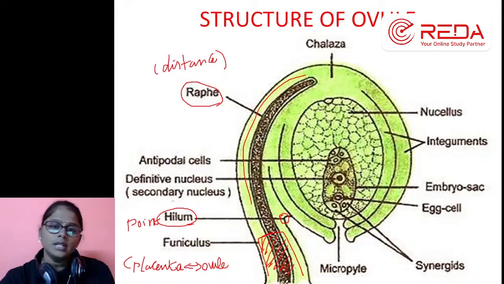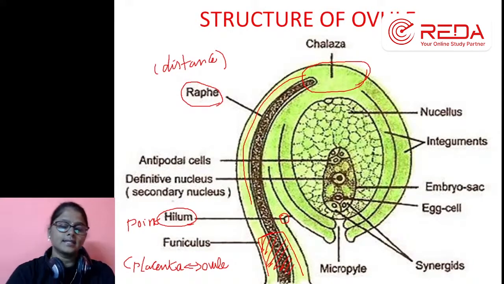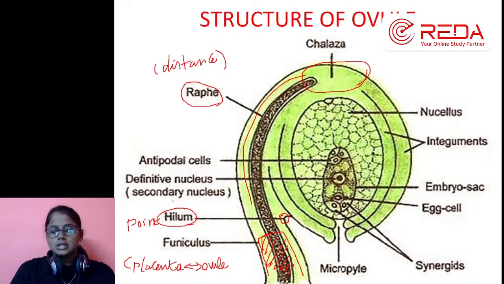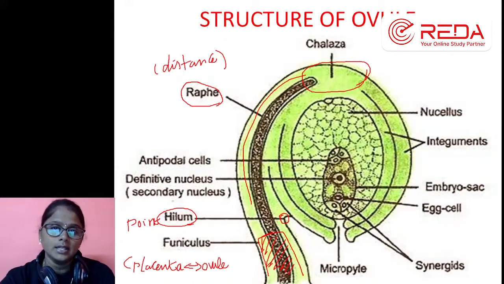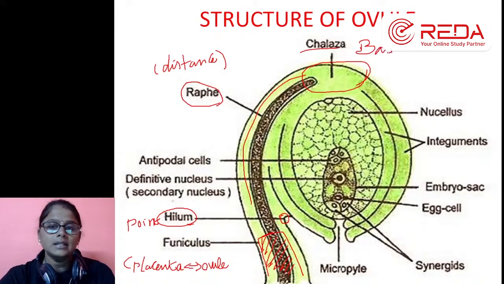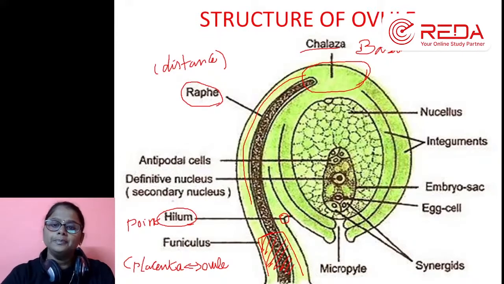The structure present at the top is a soft, spongy, cushion-like structure, because the ovule is actually inverted. This is an inverted ovule. So the chalaza takes the basal part. The basal soft cushion-like structure is called the chalazal region, and it is covered by the integuments.